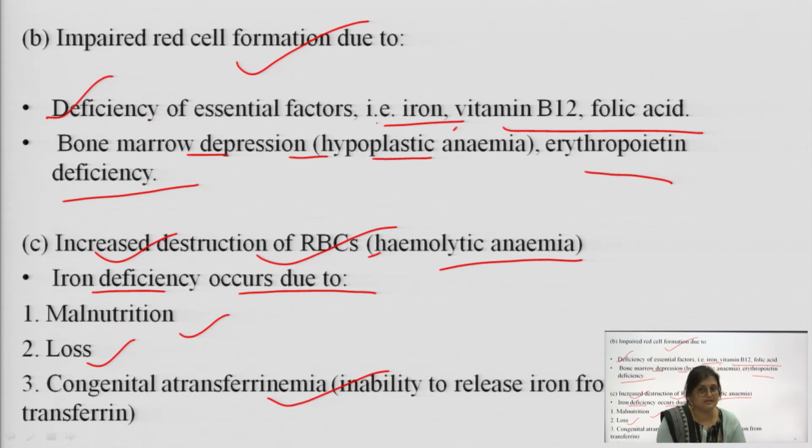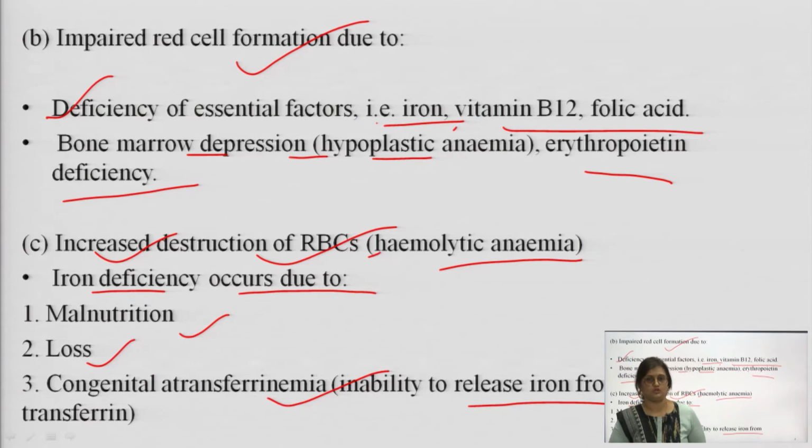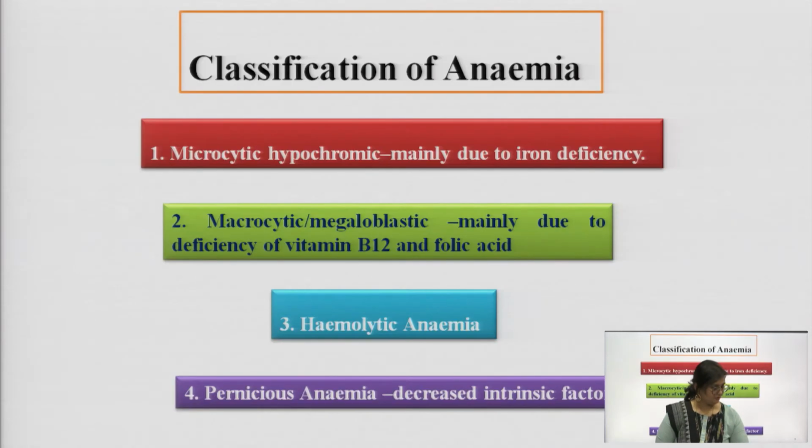What is meant by this atransferrinemia? It is the inability to release iron from the transferrin molecule. That means iron is present in our body, but the free or elemental form of iron is not available for activity. This condition is known as congenital atransferrinemia. Now moving on further.